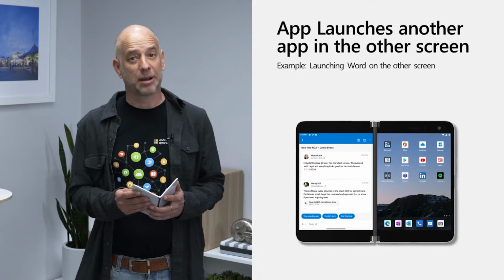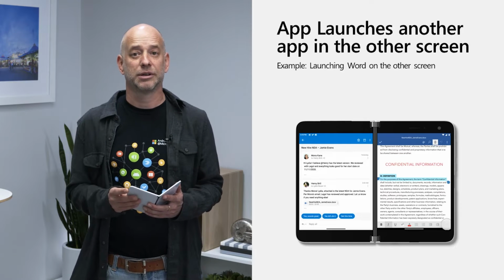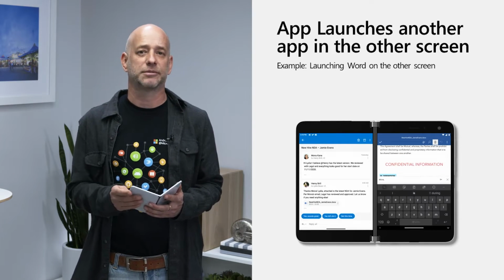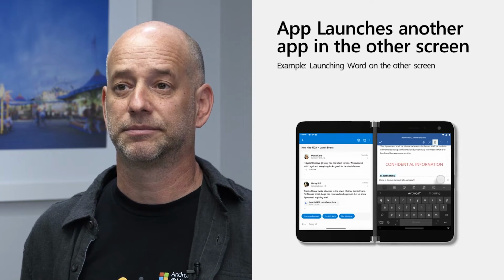Your app can provide lots of dual screen value even when it's running on a single screen. In this example, clicking an attachment in an email launches Word on the other screen, keeping the user in their flow with less context switches between the apps. Consider what kind of activities and intent your app can launch on the other screen.